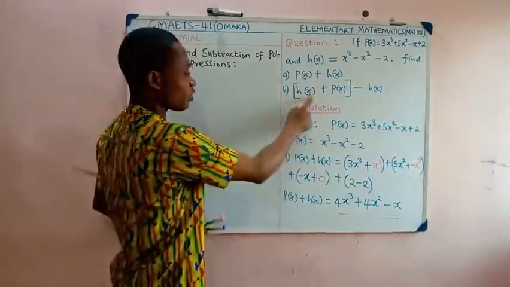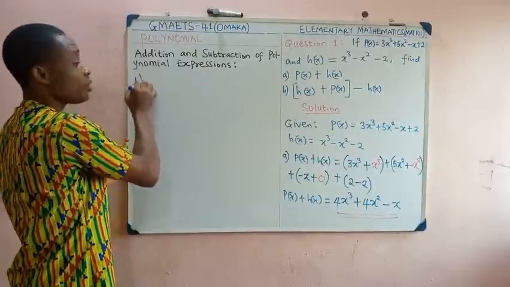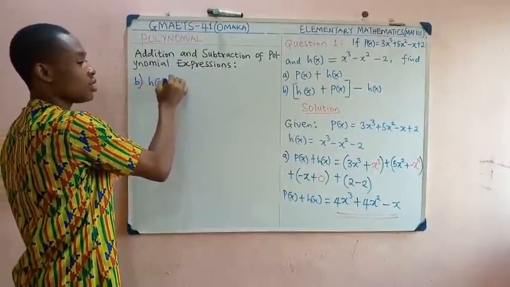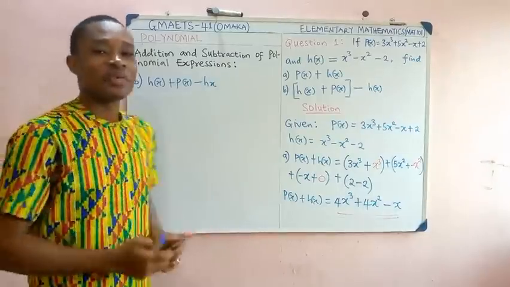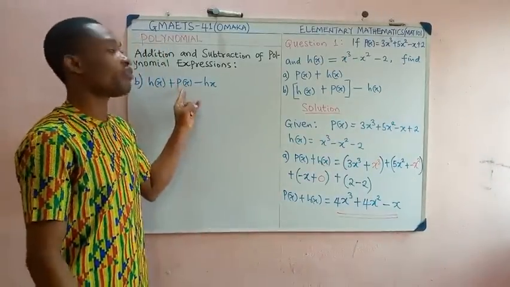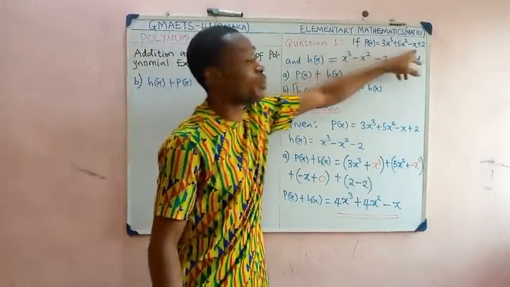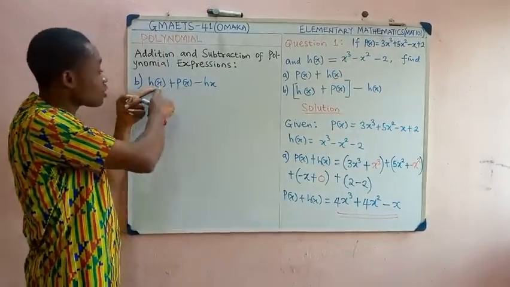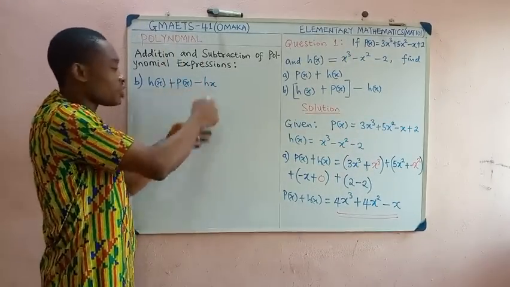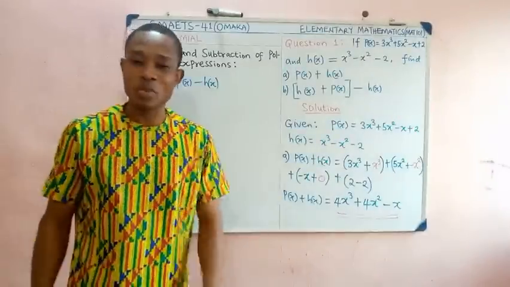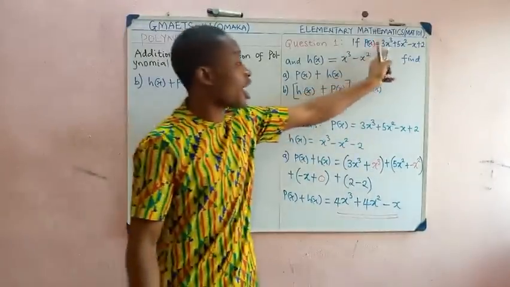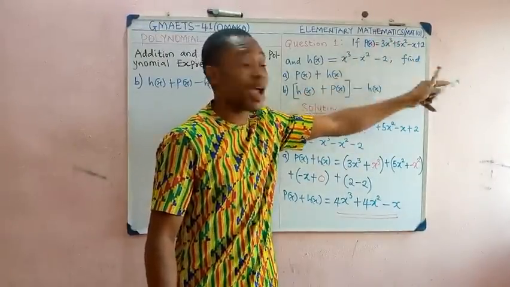Now, we want to look at the second part of the question. That is the B part. In the B part, we have to evaluate h of x plus p of x, then minus h of x. Is that okay? Without solving this, you know that the answer is equal to p of x. The answer is going to be this polynomial. It's very clear from here, because h of x minus h of x will give you 0. I hope you know that, right? Then you'll be left with p of x, which is your result. So our answer is actually 3x raised to the power 3 plus 5x squared minus x plus 2.